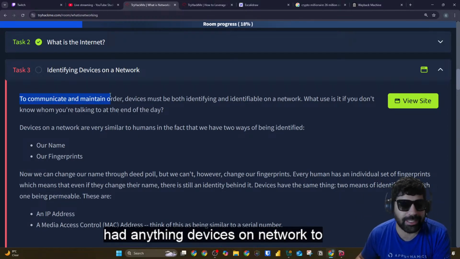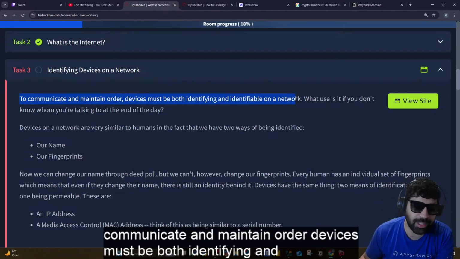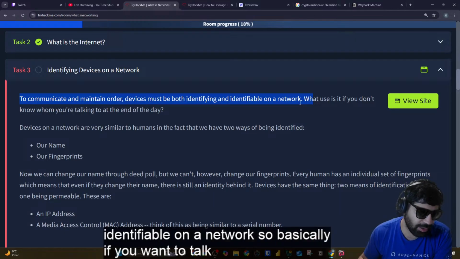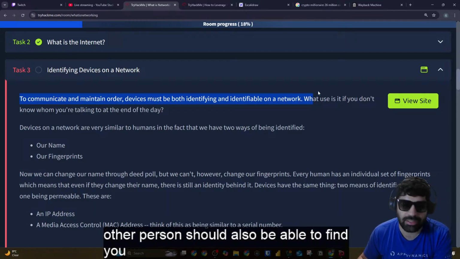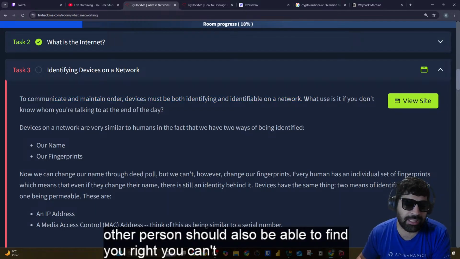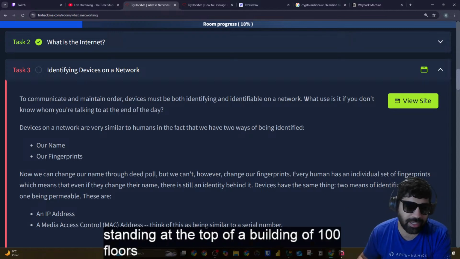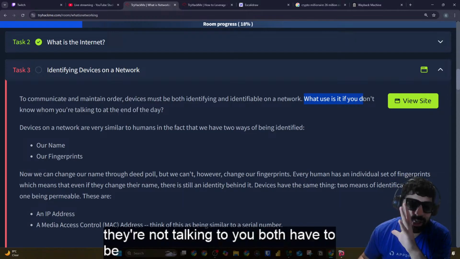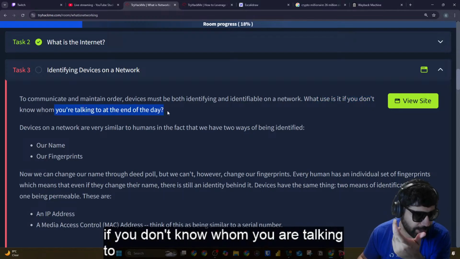Identifying devices on a network. To communicate and maintain order, devices must be both identifying and identifiable on a network. So basically, if you want to talk to someone, you have to be able to find the person, and the other person should also be able to find you, right? You can't be just standing at the top of a building, 100 floors up, looking at people and wondering why they're not talking to you. Both have to be at a proper distance. What use is it if you don't know whom you are talking to at the end of the day?